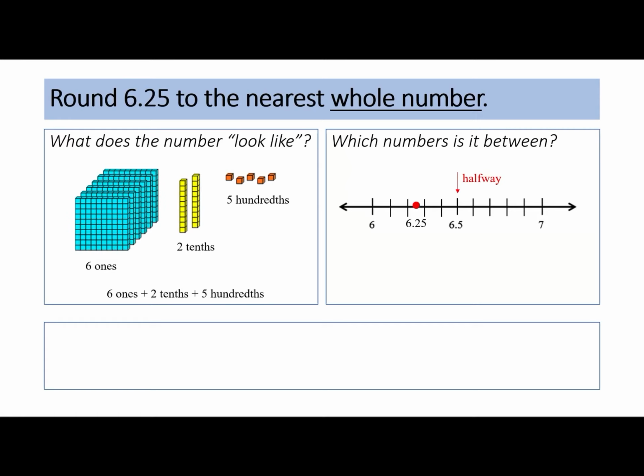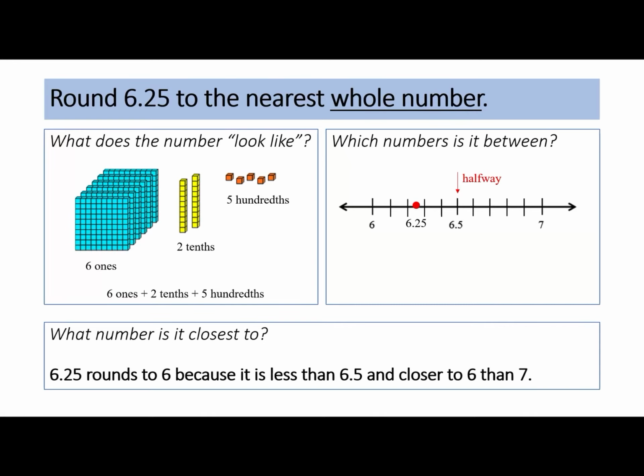Lastly, to round 6 and 25/100ths to the nearest whole number, we ask, what number is it closest to? Since 6 and 25/100ths is less than 6 and 5/10ths, and we can see on the number line it is closer to 6, it will round to 6.